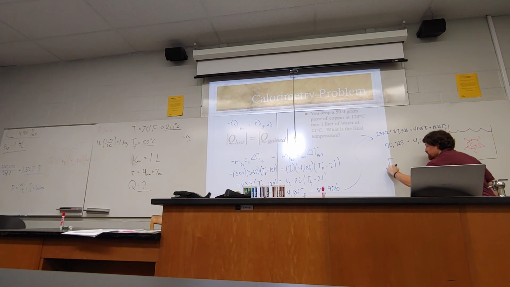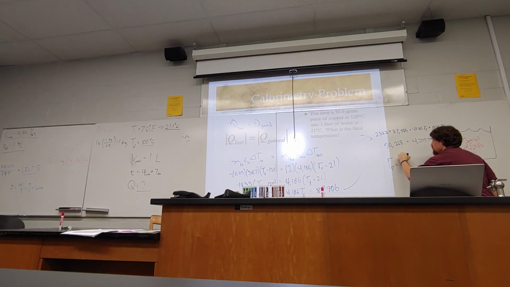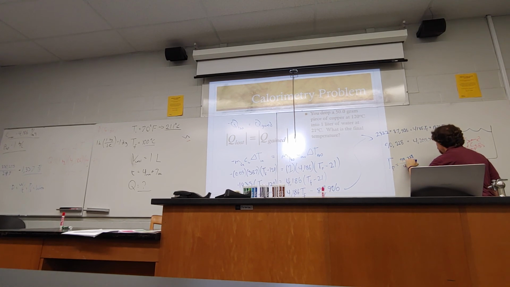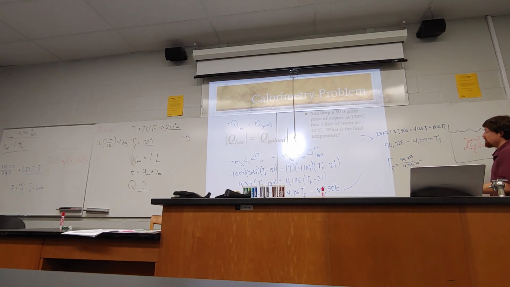So our temperature final is 90,228 over 4,205.35. And that will give us one solid final number, which is approximately 21.46. Very good, 21.46. That's hardly anything. What are our final units?